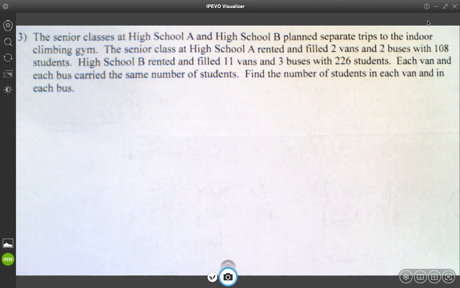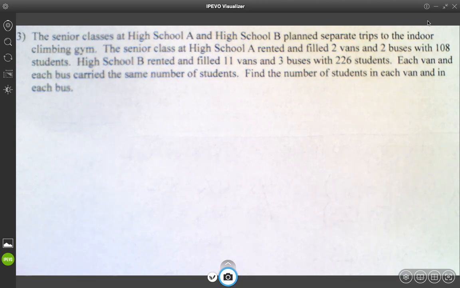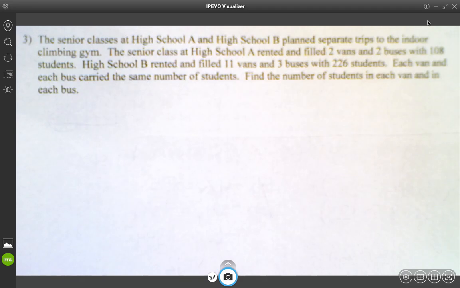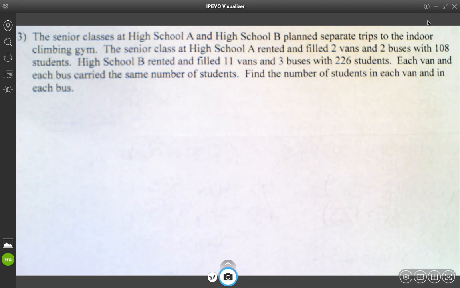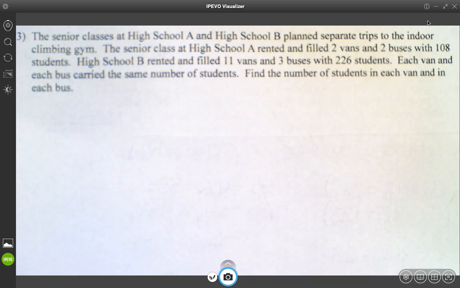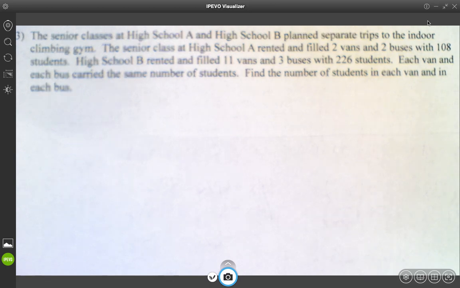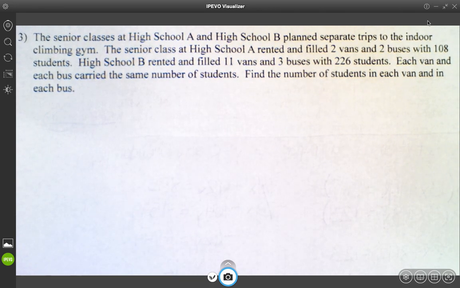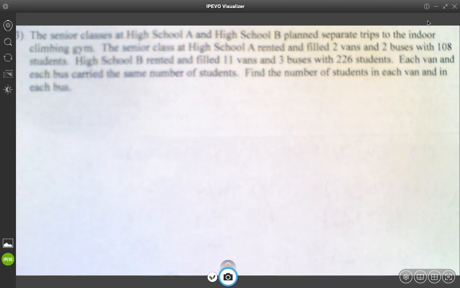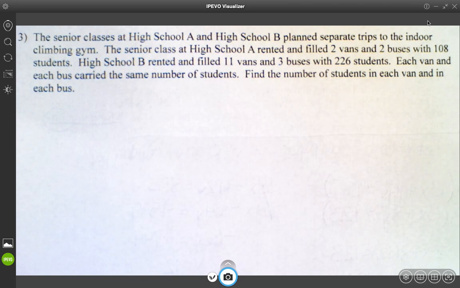So I want to ask you first, what type of vehicle holds more? Does a van hold more people or a bus? Whenever we solve our answers, we expect our bus number to be a lot bigger than our van number, correct? If you had to take a guess, how many people would you expect to be in a bus? 50-ish. How many would you expect to be in a van? 15, 10, or if it's a standard van, 8 or 9, but sometimes you can rent those 12 and 15 passenger vans, so it might be a little bit bigger.